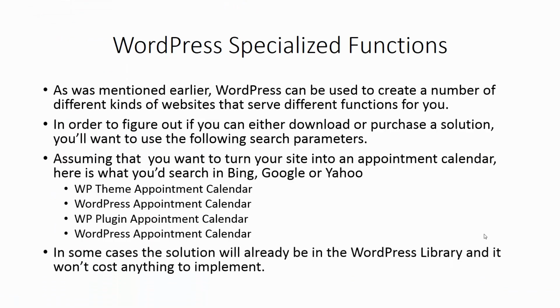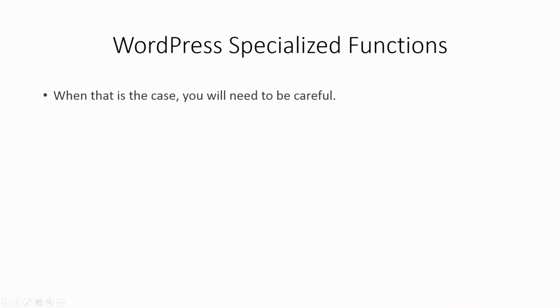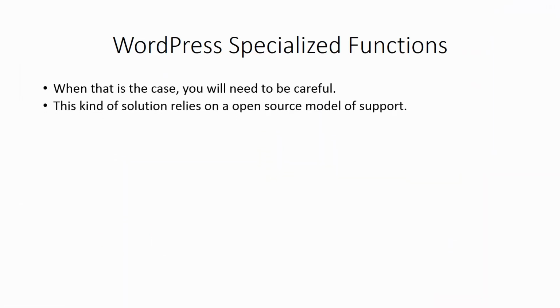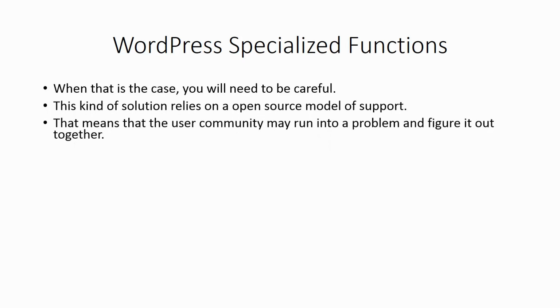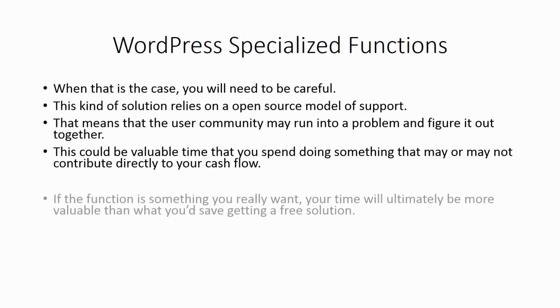Now, in some cases, the solution will already be in the WordPress library and won't cost anything to implement it. You'll see this may be the case if you go searching for something like a plugin. When that is the case, you are going to need to be careful. This kind of solution relies on an open source model of support. That means that the user community may run into a problem and figure it out together. Waiting for this to happen could be valuable time that you spend doing something that may or may not contribute directly to your cash flow.